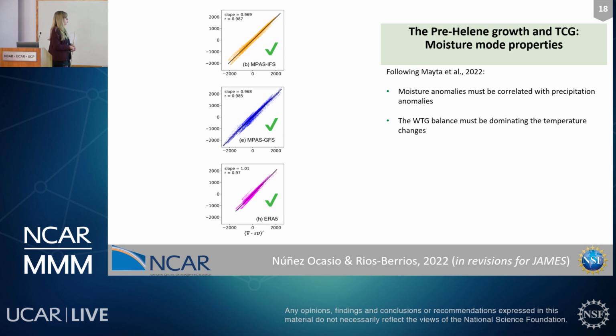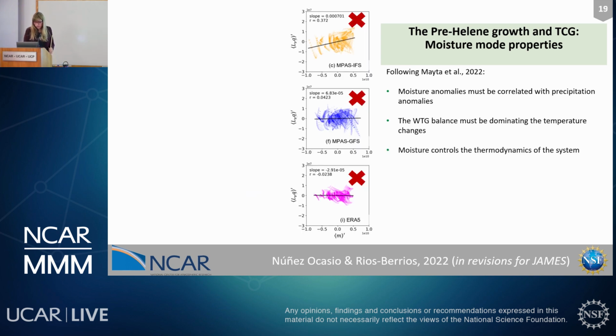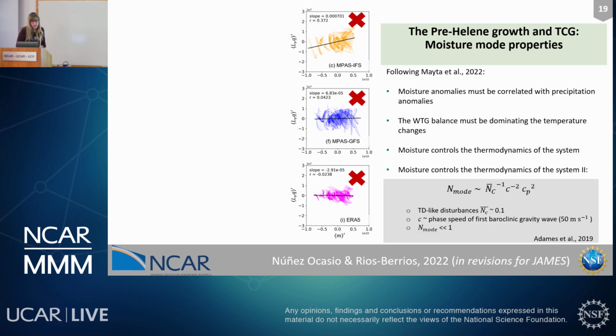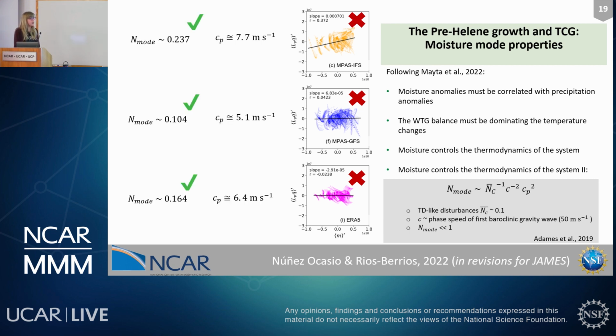The second criterion is that the weak temperature gradient balance must be dominating the temperature changes. This was actually true across all datasets. When testing if moisture controls the thermodynamics of the system, this was actually not true for any of the datasets. But Adames does explain that there's another way that we can test this condition, by using the N mode, which effectively makes use of the phase speed of the wave. And when we do that, remember that the wave was propagating at a slower speed. It turns out that it does satisfy the condition of being a moisture mode. There are other ways of calculating this quantity. It turns out, again, only the simulations satisfy the condition.